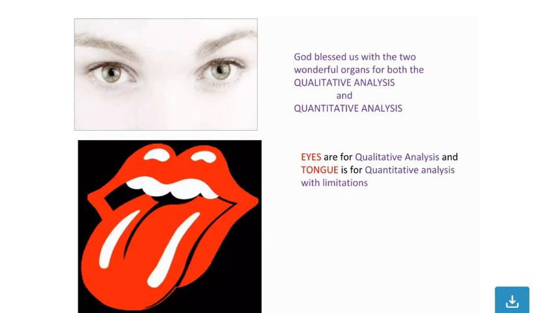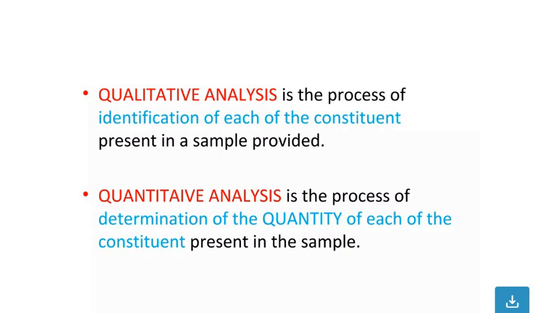So this is analysis. God blessed us with two wonderful organs for both qualitative analysis and quantitative analysis. That is your eye. Eyes are for qualitative analysis and tongue is for quantitative analysis, with limitations. Now, qualitative analysis is the process of identification of each of the constituents present in a sample provided. And quantitative analysis is the process of determination of the quantity of each of the constituents present in the sample.